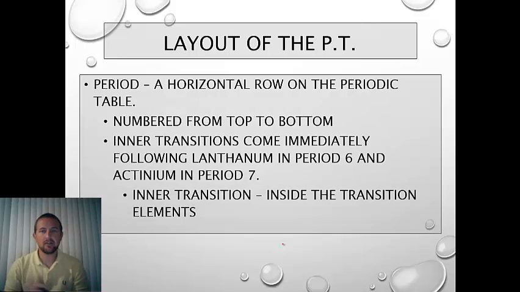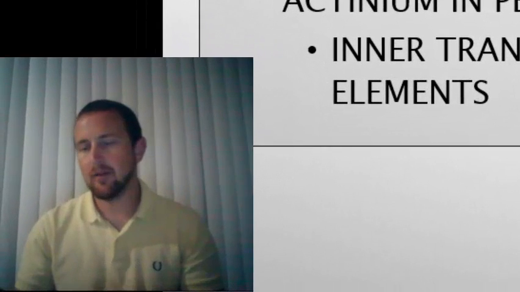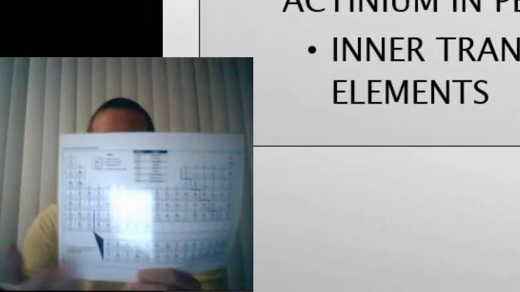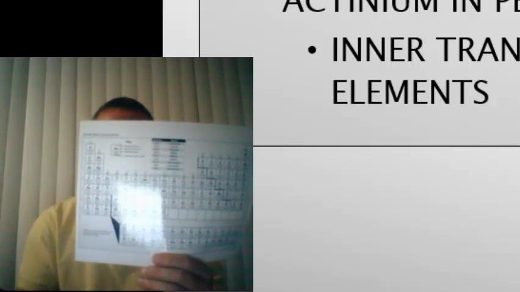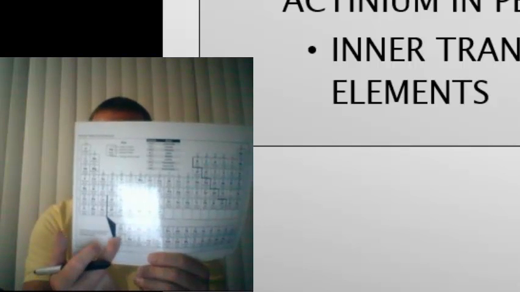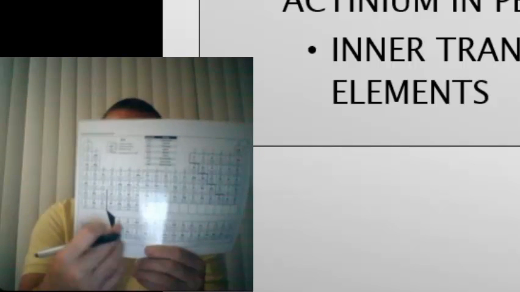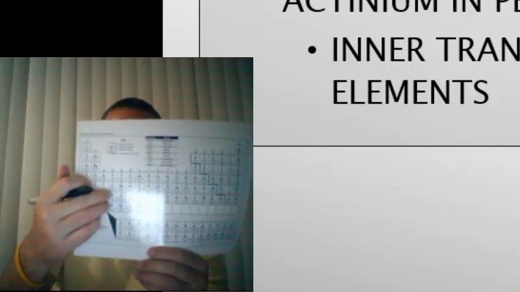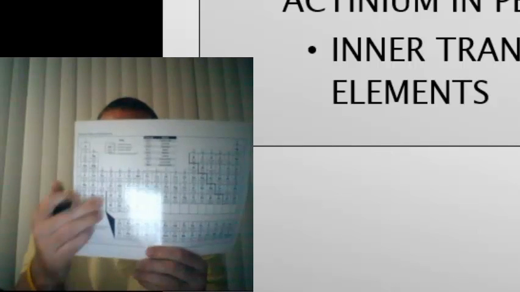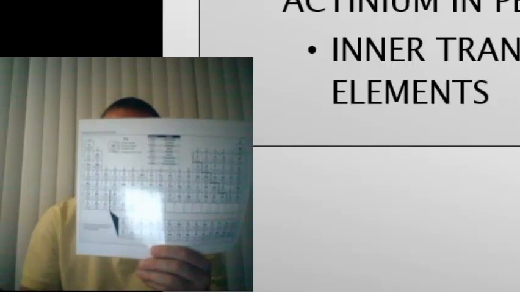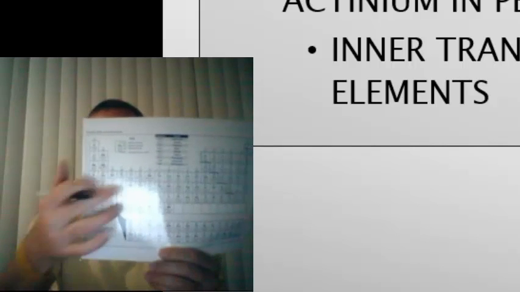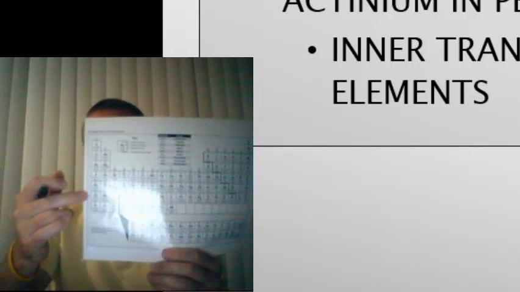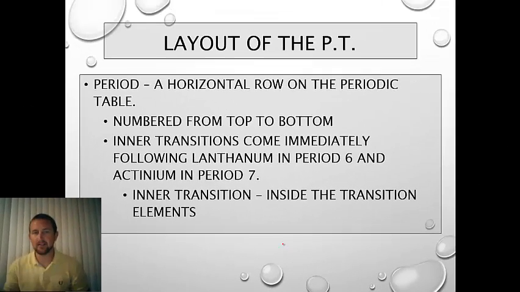The rows are numbered as well. They're numbered from top to bottom, 1 through 7. There's a little bit of a trick. When we take a look at the periodic table, we have a group of elements down here. These are known as the inner transition elements, or the lanthanide and actinide series. These come out of the transition elements. They're known as the inner transition elements because they could technically exist right here inside the transition elements. They would correlate with periods number 6 and 7 respectively.